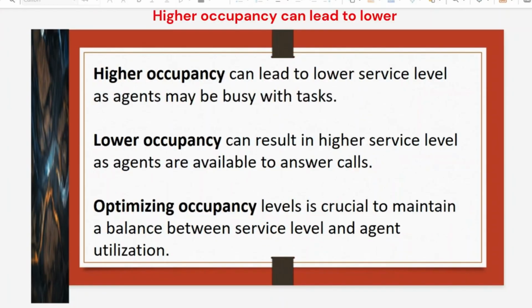Higher occupancy can lead to lower service level as agents may be busy with tasks. Lower occupancy can result in higher service level as agents are available to answer calls. Optimizing occupancy levels is crucial to maintain a balance between service level and agent utilization. Both higher and lower occupancy will have an impact on the profitability and revenue of the company. So you need a good occupancy rate, between 80 to 85%. If you provide that kind of answer, that would be more than sufficient.